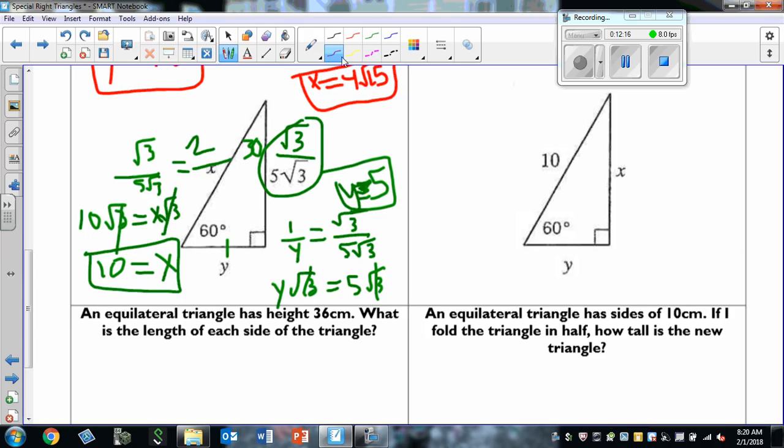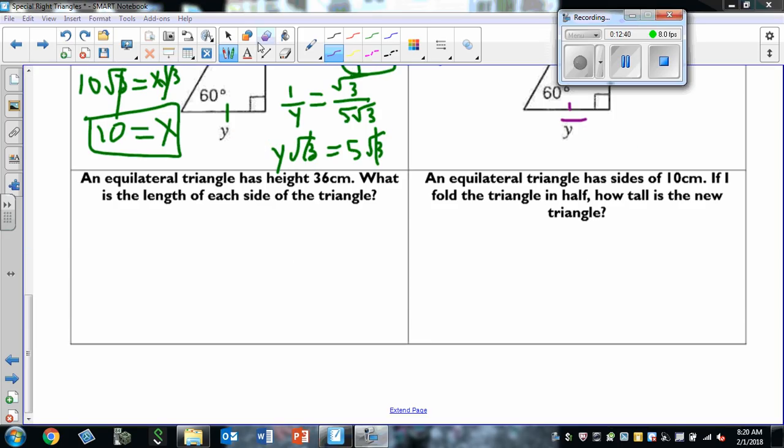Last picture to label, 30. This gets a 2. This gets a 1. This gets a root 3. This is actually going to end up being the exact same as the problem over there. I just gave you the hypotenuse to start with instead of the longer side.